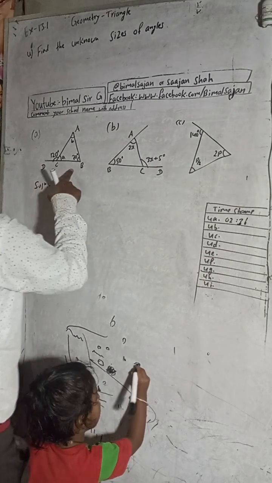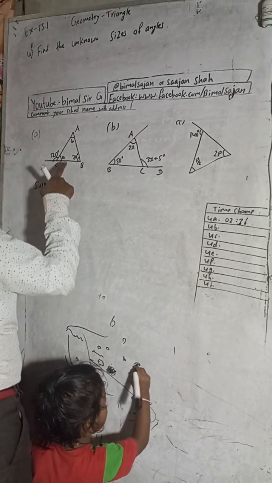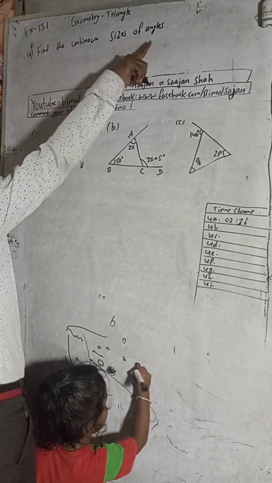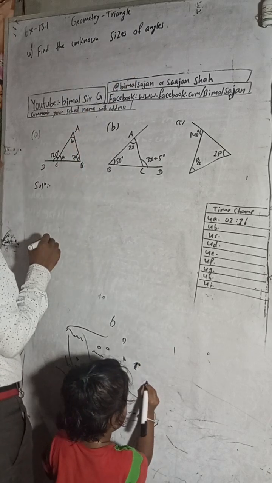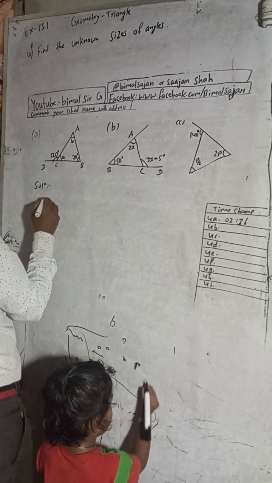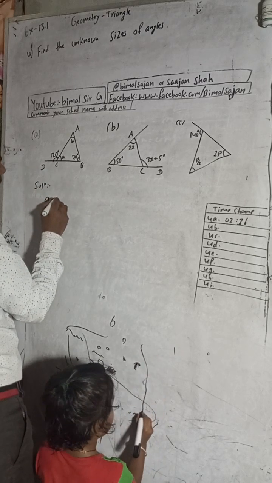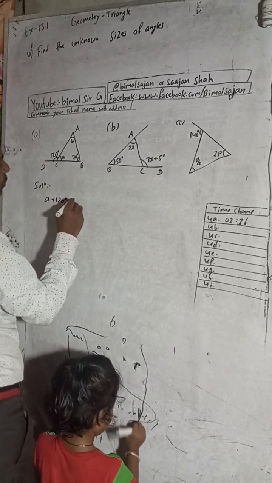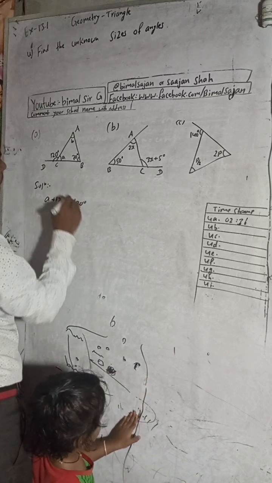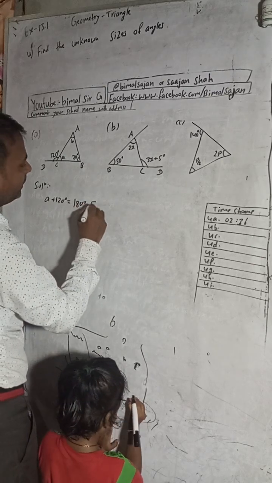Now here this is a figure. So now we have to find here unknown sizes of the angle, that means angle A and B. So what we can do here, from this, we can write A plus 120 degree is equal to how much? This is a straight line, so we can write here 180 degree. So reason for this is linear pair.